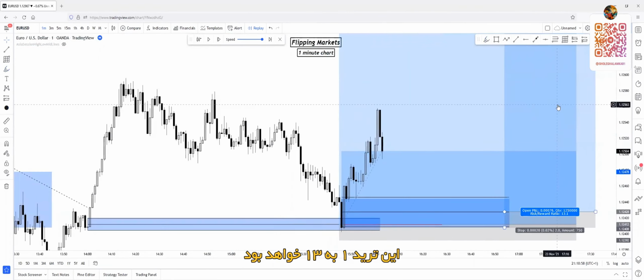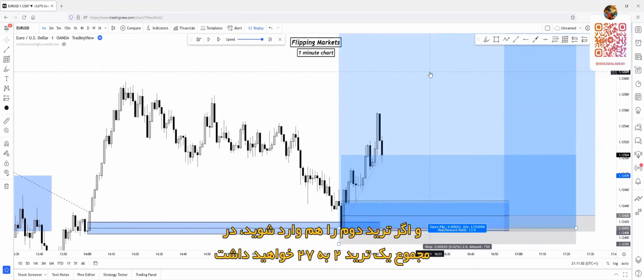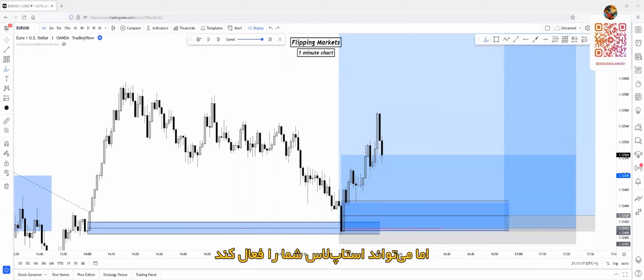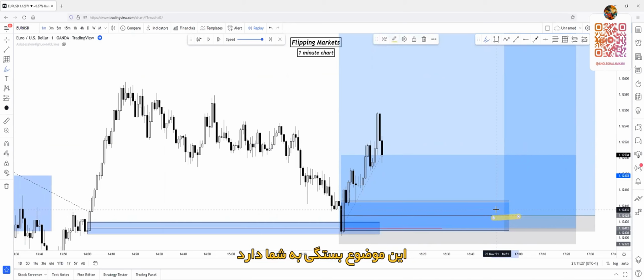And this zone will be 1 to 13. This is 1 to 14. So it's 2 to 27 risk-reward ratio if it tags us in. But it can also sweep you out of this trade and you can become part of the liquidity. So you have to risk it. You have to decide if you want to risk it or if you don't want to risk it. It depends on you.